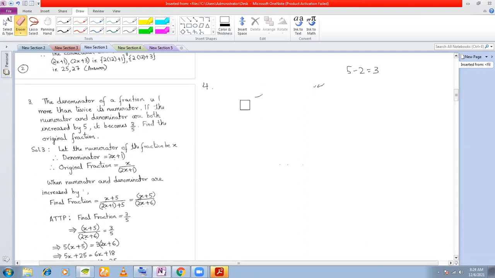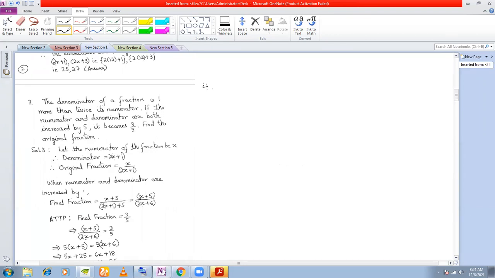Now we'll see. The denominator of a fraction is 1 more than twice its numerator. If the numerator and denominator are both increased by 5, it becomes 3 by 5. Find the original fraction.